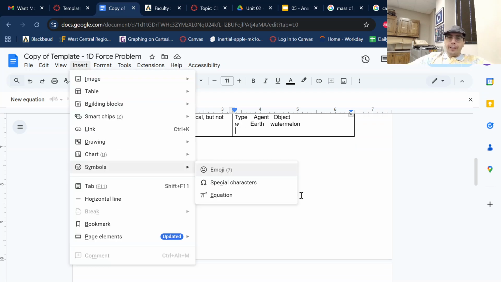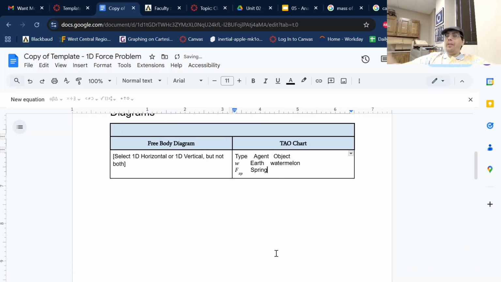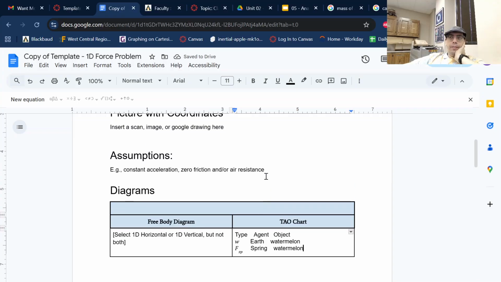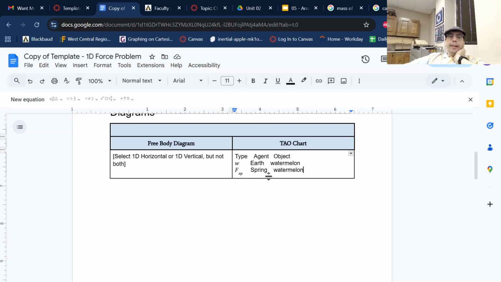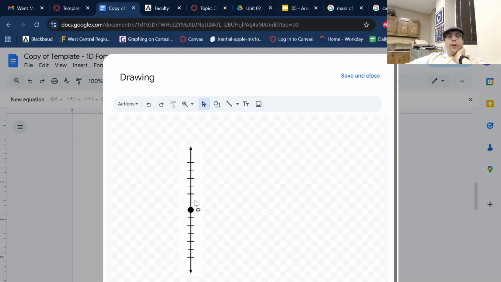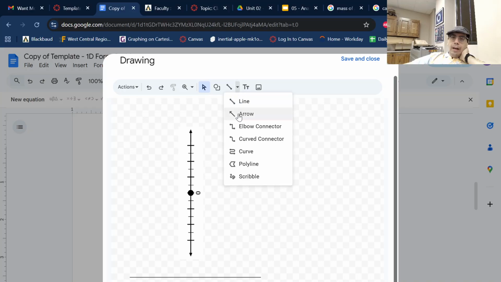The spring. So our symbol for spring force was just F with a subscript SP, and the agent for the spring force is always the spring. And what's the object? Watermelon. Okay. Is there anything else? That is it. Just those two. So if it's motionless, and those are our only two forces, I'm going to go ahead and draw one.